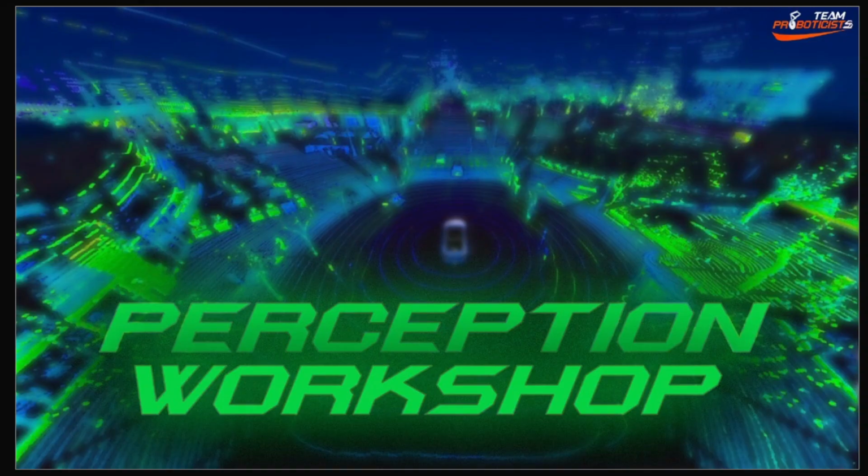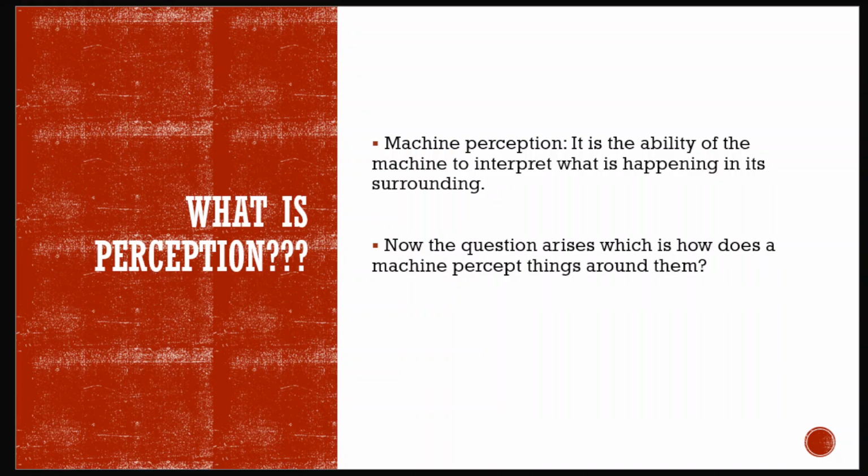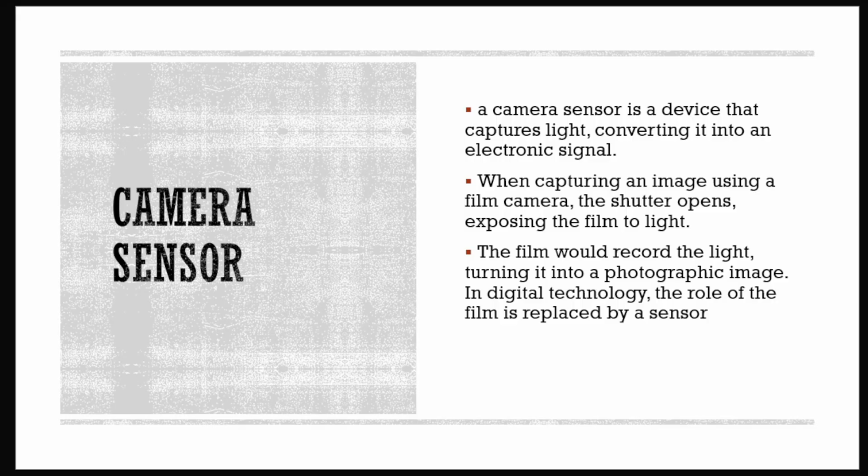Coming to how an image is formed, we have talked about what perception is, the machine's ability to interpret what is happening. Before we go into how an image is formed, we need to understand what an image sensor is. An image sensor is a device which converts the light wave.